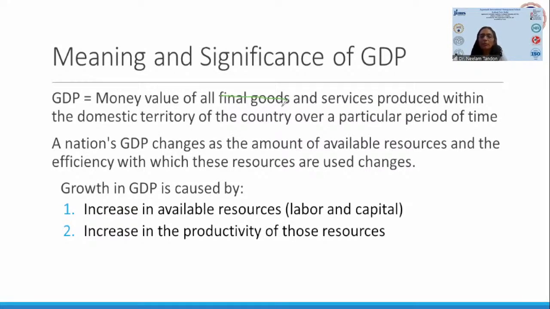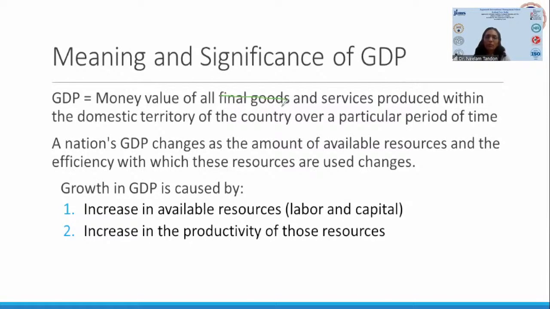End use of the good can be for consumption, end use of good can be for investment. That is a final good. So that is very important to understand. Money value of all final goods and services. Why money value? Because you may have apples in kgs, you may have cloth in meters, you may have milk in liters. So you can have capital in terms of units. So different goods are produced with different units of measurement.